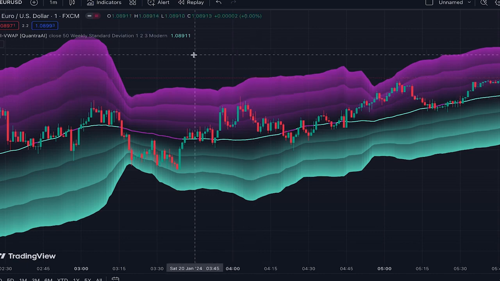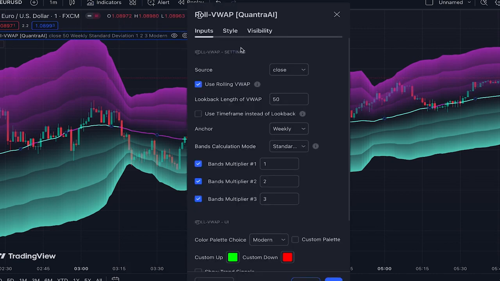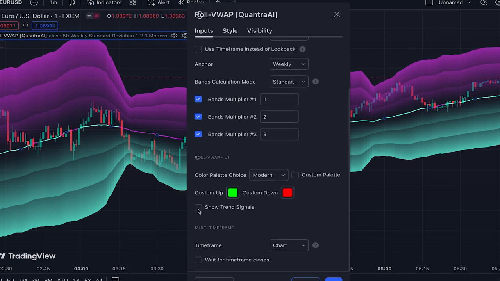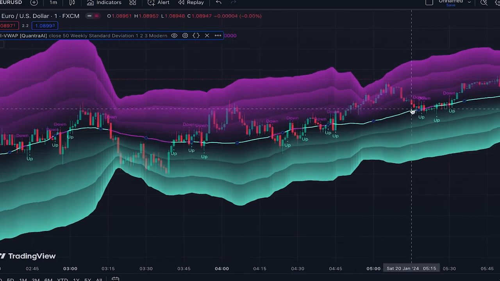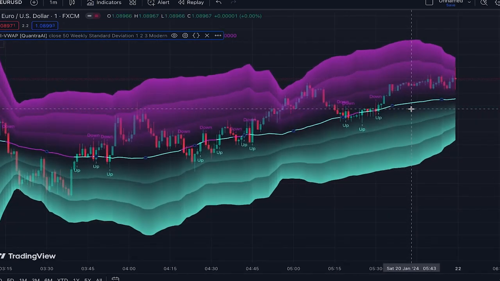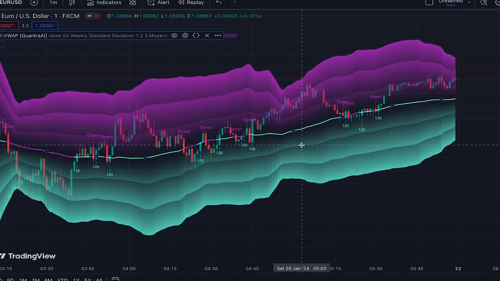The indicator also has an option in the settings for showing signals. Here, show trend signals, which when you turn it on, the indicator will show up and down signals when a candle closes above or below the VWAP line. As I mentioned earlier, you shouldn't trade only based on these crossover signals because many of them don't provide enough movement to make the position profitable before hitting your stop loss.